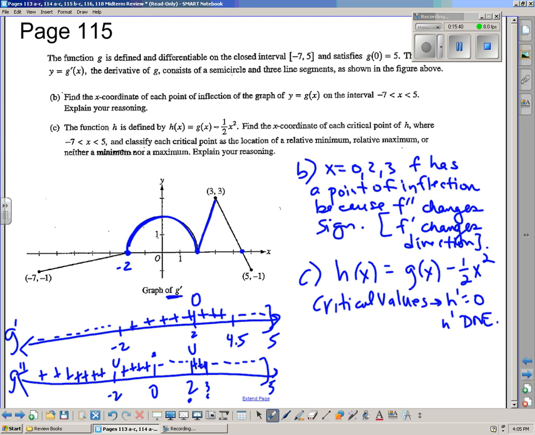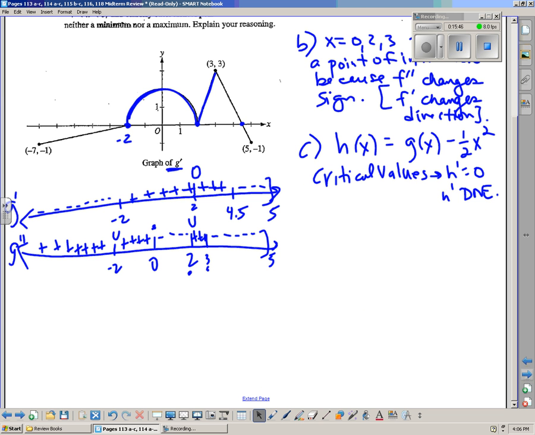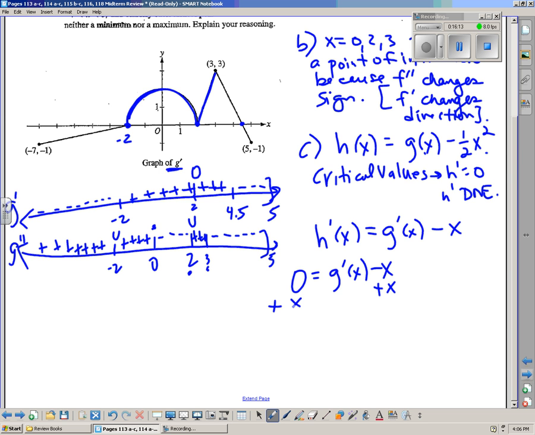So they gave us a formula for the original function. So we need to come up with a formula for the derivative, which isn't so horrible. H prime of x, since these are terms, we could take the derivative separately. So the derivative of g is just g prime of x. The derivative of 1/2 x squared is just x. Well, we have a graph of g of x. So we want to find out where h prime is equal to 0. So I want to set 0 equals g prime of x minus x. Adding x over to both sides here, we get g prime of x would have to equal x.